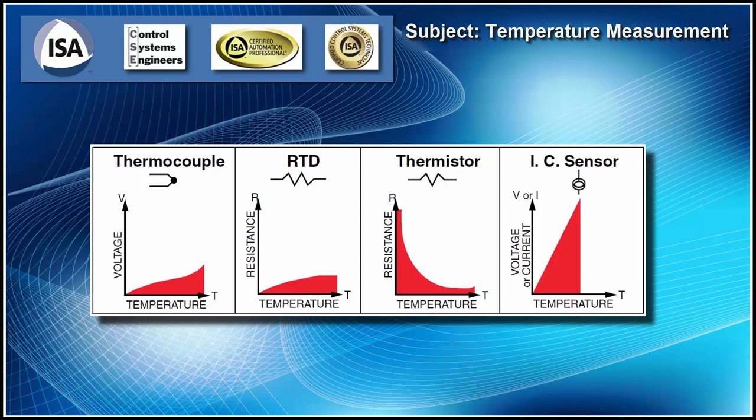A thermistor has a really steep curve, and it changes really steeply with temperature. And there's two types of thermistors. There's an N coefficient and a P coefficient. With the P coefficient, it means the resistance goes positive as you increase the temperature. And with an N coefficient, it means the resistance decreases when you increase the temperature. So we're looking at an N coefficient here. Then an IC sensor is just a chip that's made to measure a linear output for the temperature.